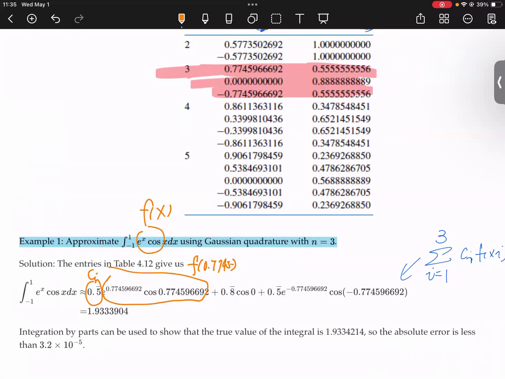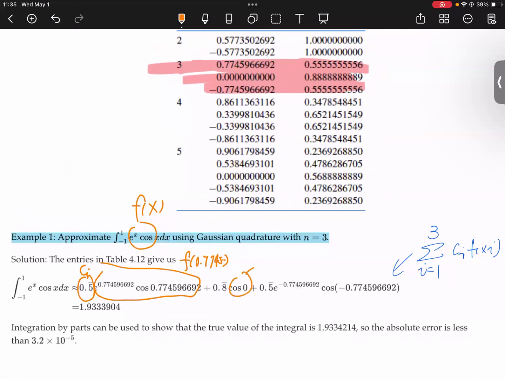And then why is this cosine 0? This is because this is the function f evaluated at 0. If you take a look, this is the node points, the middle node point of the 3 node points here. And if you plug in 0 to this function, the exponential of 0 is just 1. So this is 1 times cosine 0. Does that make sense? So this is the f function evaluated at 0. And this is the coefficient for the node point 0, which is 0.88 something, and then it's doing some rounding off here.